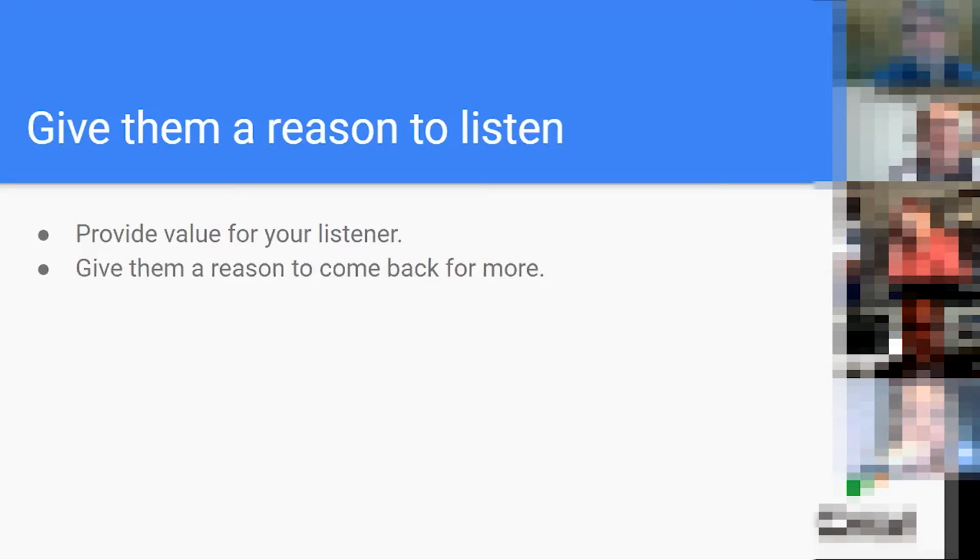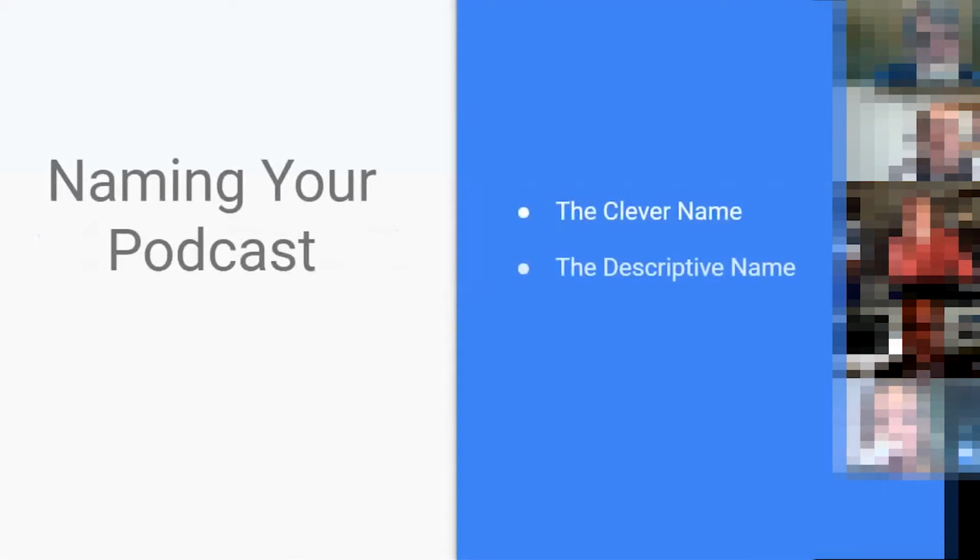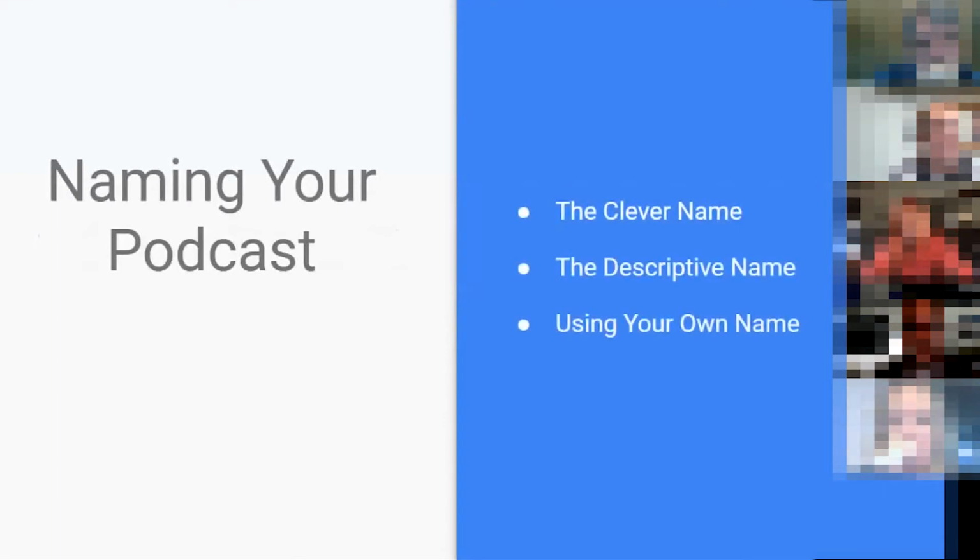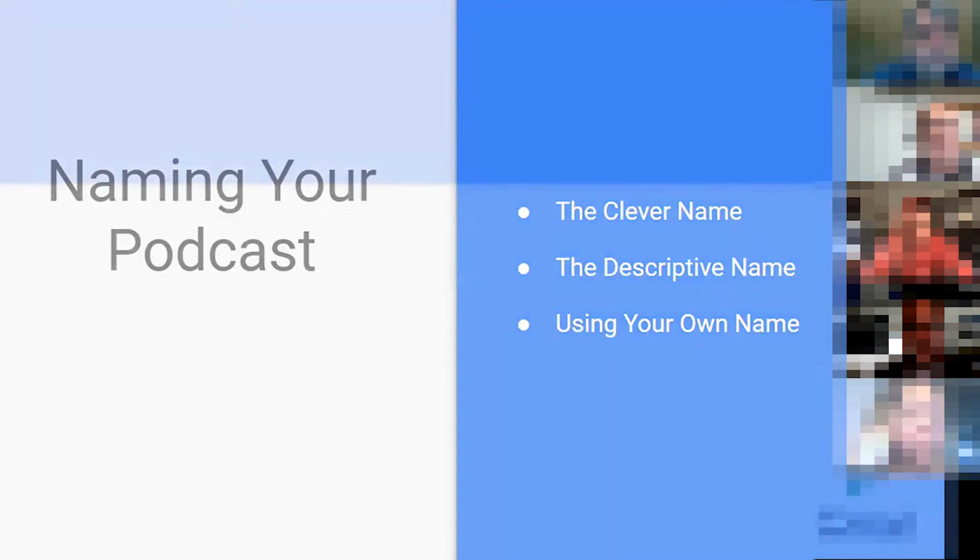And so now you've got an audience, you have what you want to talk about, you have a reason to listen, and so what's your podcast going to be about, and coming up with a name for your particular podcast. A lot of name options out there. Here it talks about the clever name, the descriptive name, and then using your own name. And so there are pros and cons of each of them.